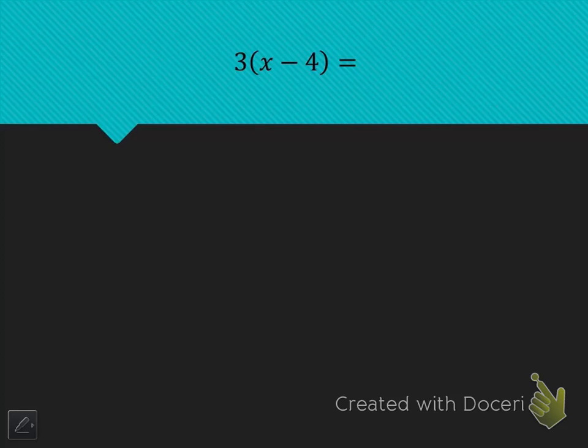Okay, so here's our first one. So we got our monomial here and our polynomial here. We're going to distribute our 3. We're going to get 3x minus 12.